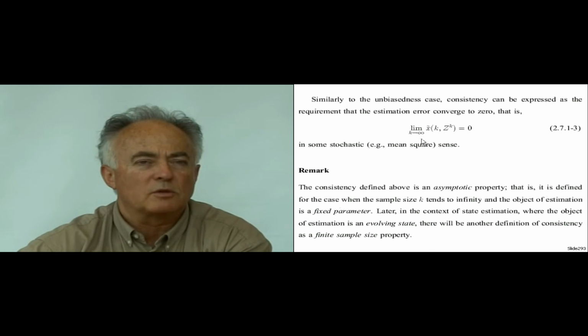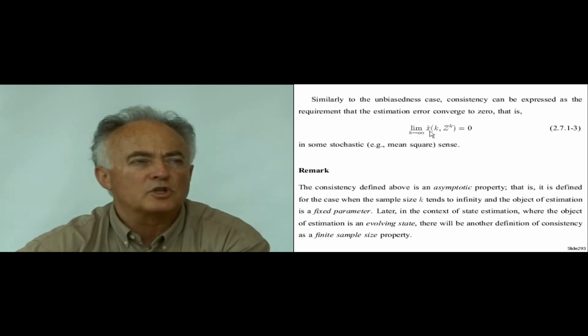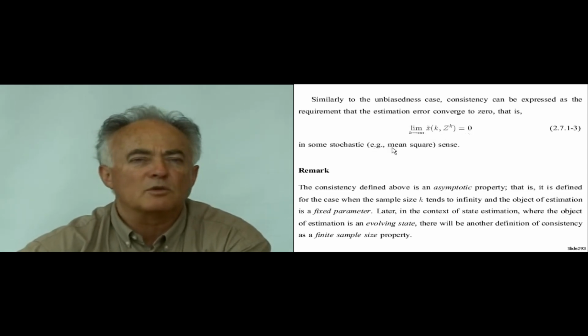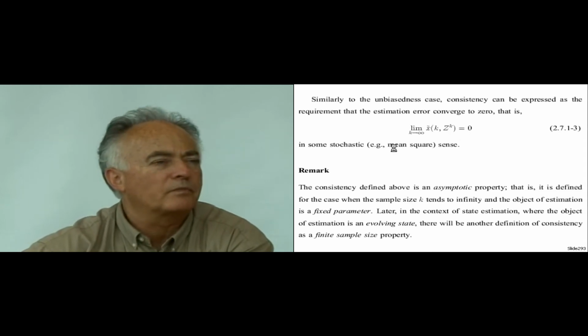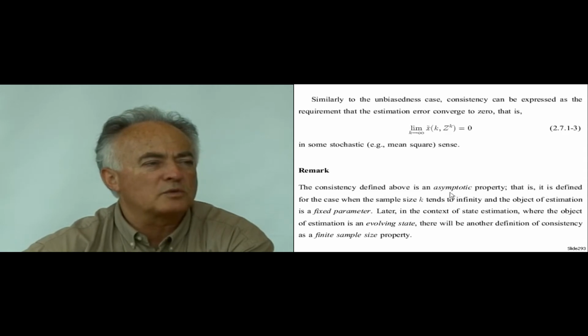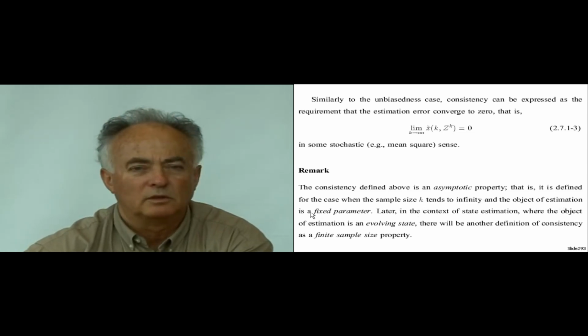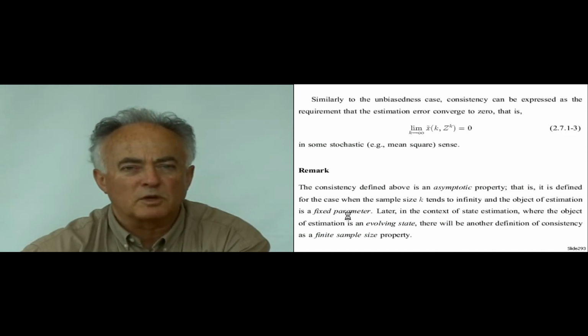Instead of saying that the estimate converges to the true value, we can say that the error converges to 0, and then we have to say in what sense. In this case, it's a mean square convergence. Now, it's important to realize that the consistency, as we defined it here, is an asymptotic property. It is defined for when the sample size k tends to infinity and the object of estimation is a fixed parameter. You get more and more data, the parameter is sitting there just waiting to be estimated.